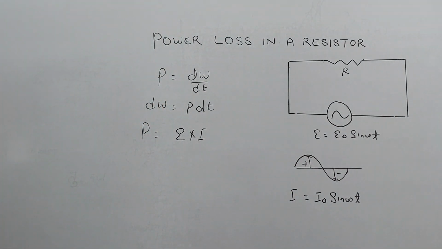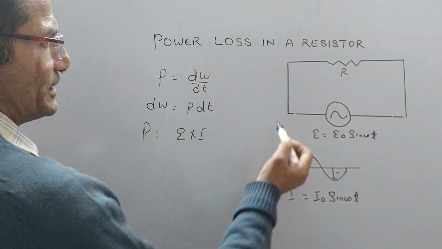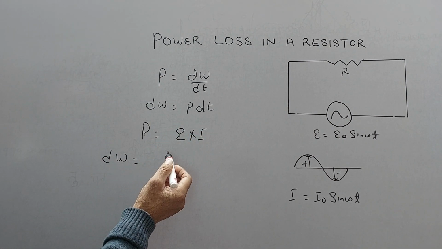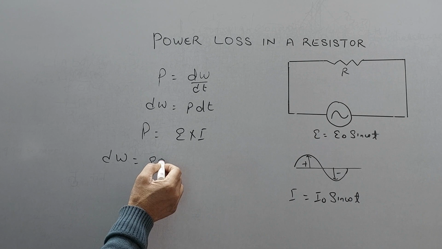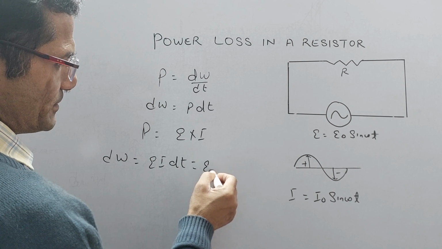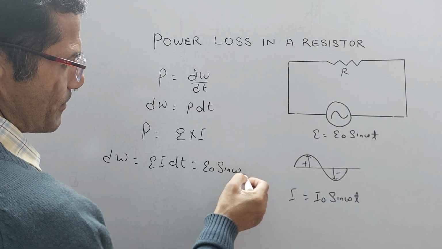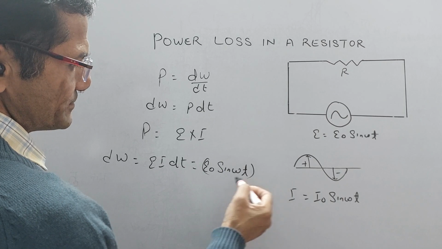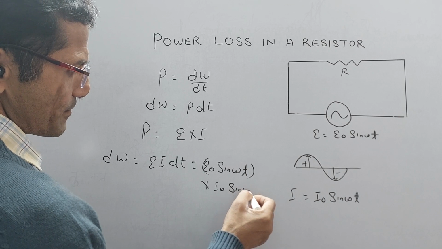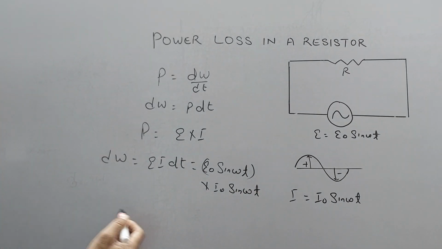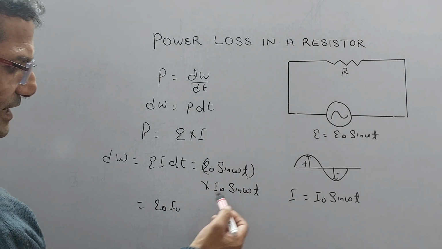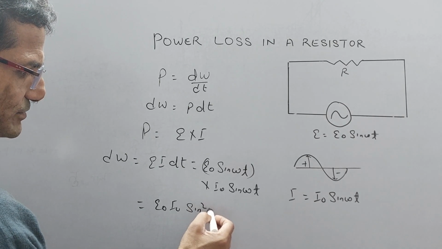If I place this value here, I will get the value of power. The work done to maintain a current I in the circuit is dW equal to P dt. Put the value of P as E into I dt. Now E is E naught sin omega t, multiplied with I naught sin omega t. This becomes E naught I naught sin square omega t.